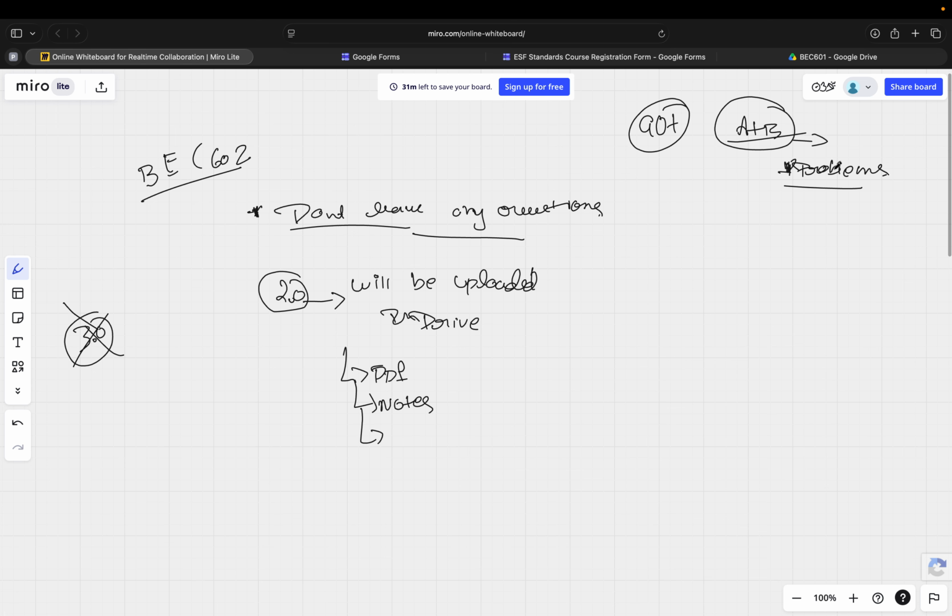Because there is only sufficient questions, meaning 2 or 4 questions are there. Those questions only are going to come on your exam. So please, everyone focus on module 3.